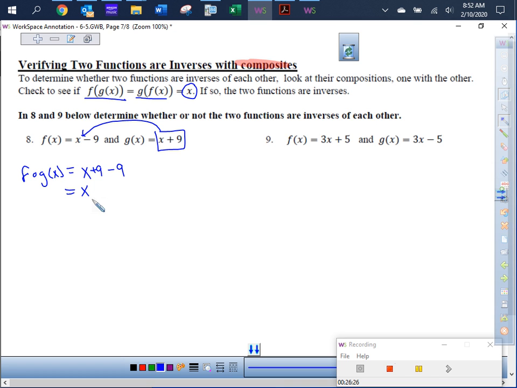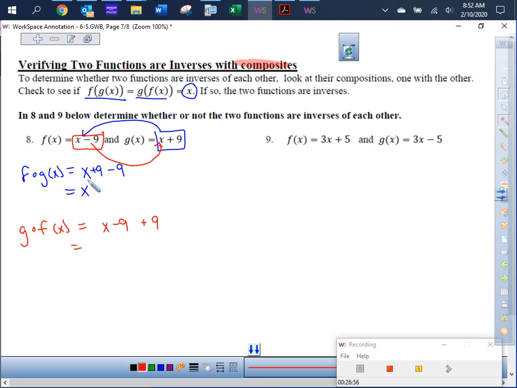So good, right? To see if they're inverses of each other, we must get x back. Both times, though. Just getting it once is not good enough. You must show the other guy, so I'm going to go right below it and do g of f of x. And if I get x back again, then, dude, these are inverses of each other. So now it's the old switcheroony. This f has to go in for g, so that is x minus 9 going in and a plus 9.